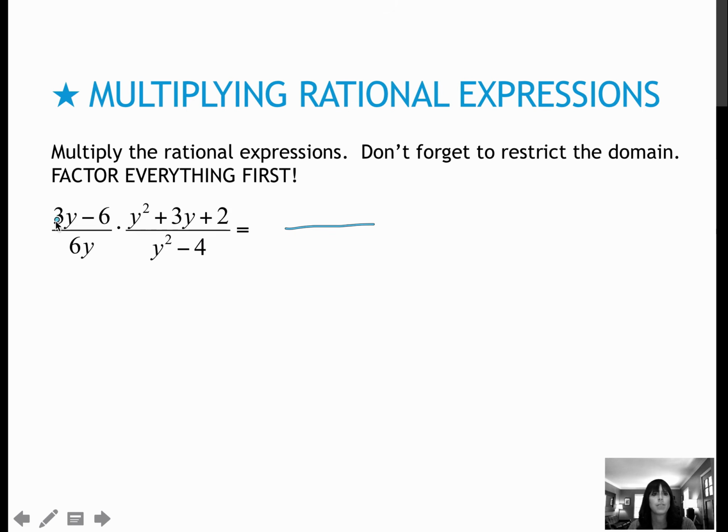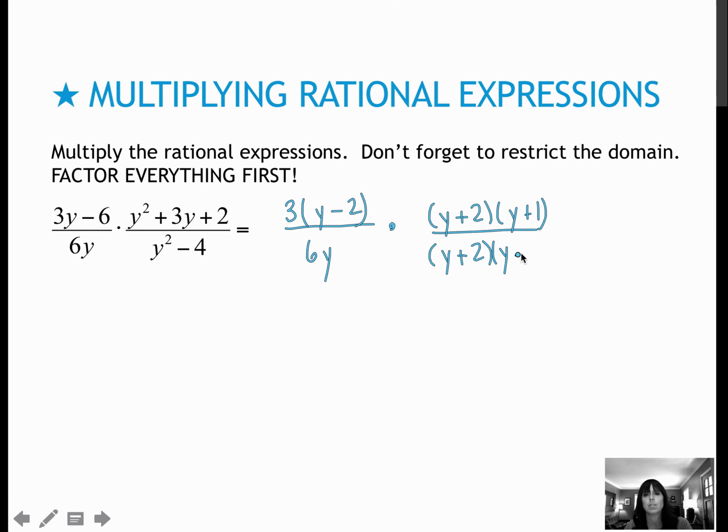Again, factor everything first. So I'm going to take a 3 out of both of those, so that's y minus 2. 6y, just going to leave it just like that. This factors into y plus 2, y plus 1. And this factors into y plus 2, y minus 2. So again, if you're having trouble with the factorization, then really you should go back to last week's lesson where we talked about how to factor everything, all of the different, the tic-tac-toe factoring, taking out a GCF, if it's a perfect square or a difference of squares. That should be the easy part here.